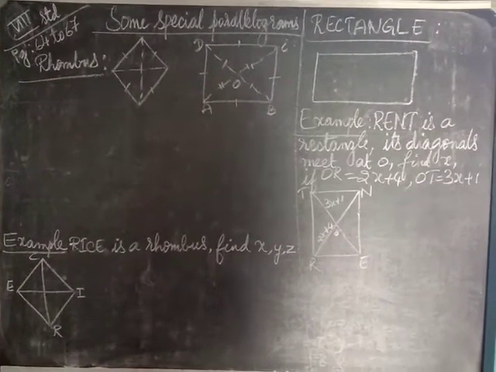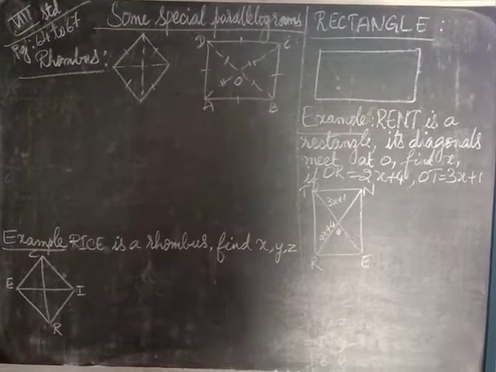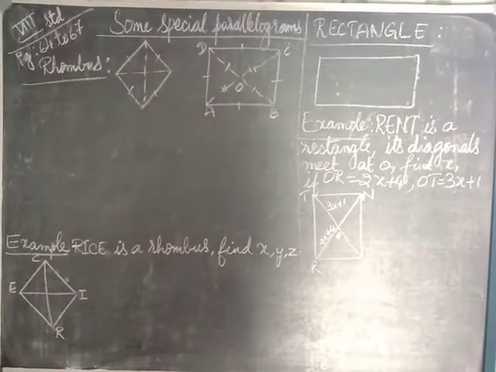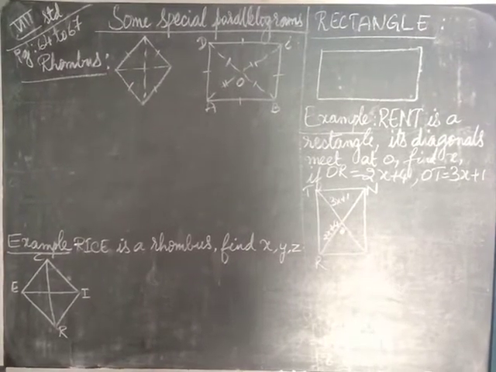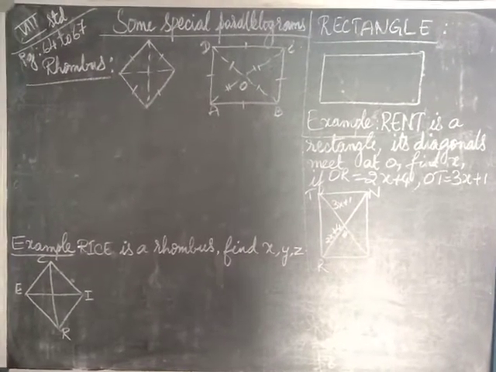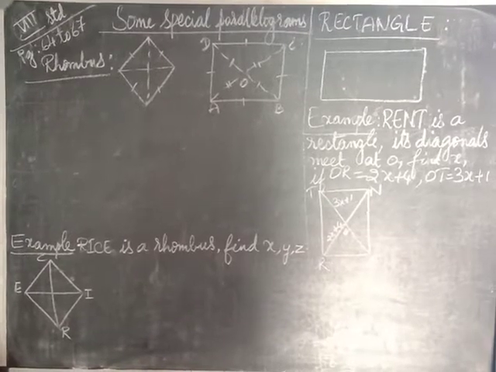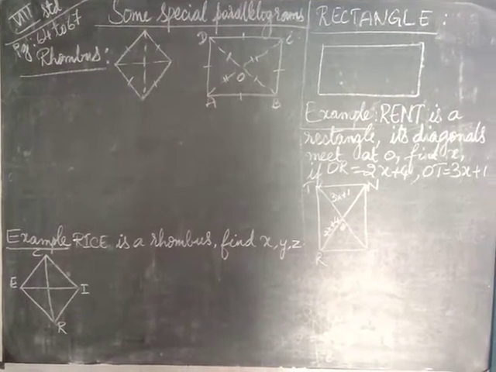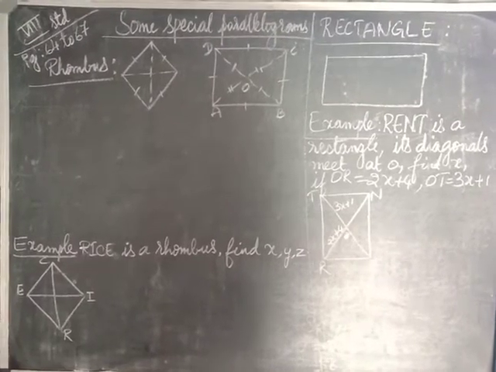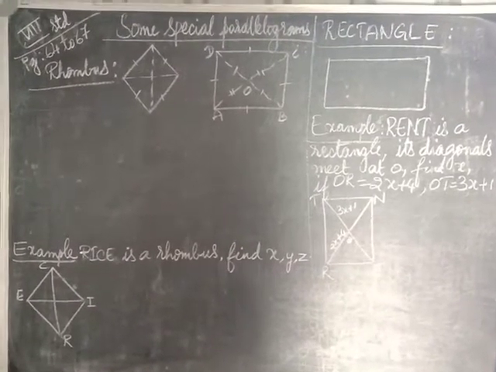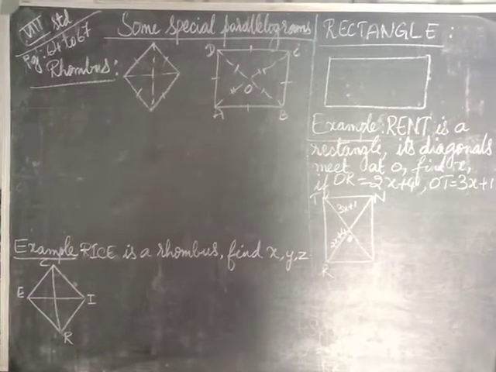In the previous class, we studied exercise 4.3. Today we are going to study some special parallelograms. What are the special parallelograms? Rhombus, rectangle, and square. Now let us see one by one what a rhombus is, and how it is different from a parallelogram and a quadrilateral.